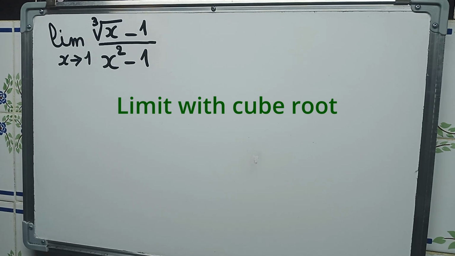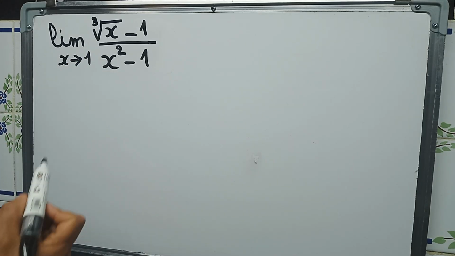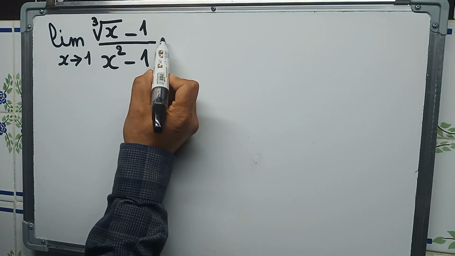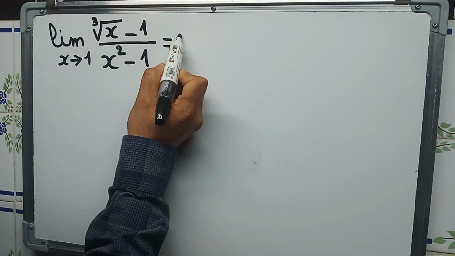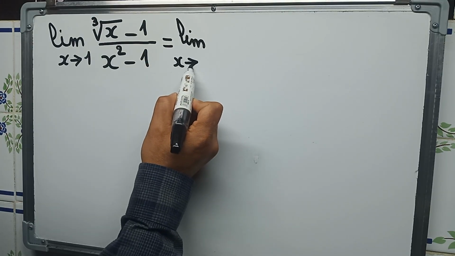In this problem, we will calculate the limit as x approaches 1 of (cube root of x minus 1) over (x squared minus 1), which is of course an indeterminate form. So how will we do this? This limit is of course equal to the limit as x approaches 1.